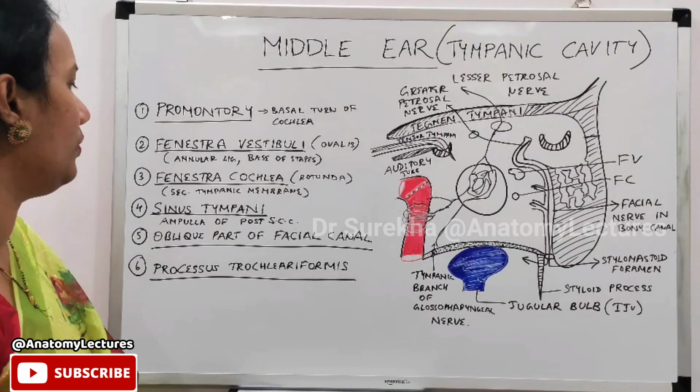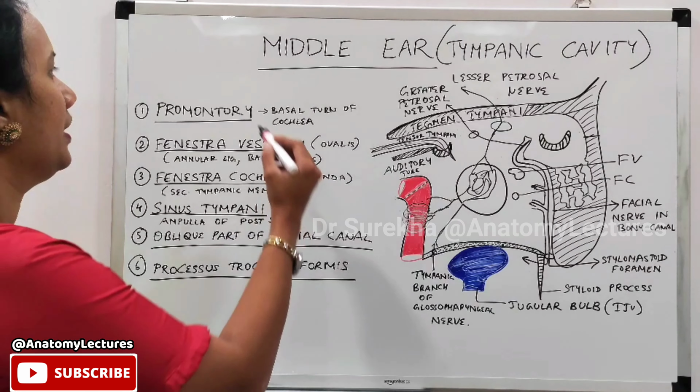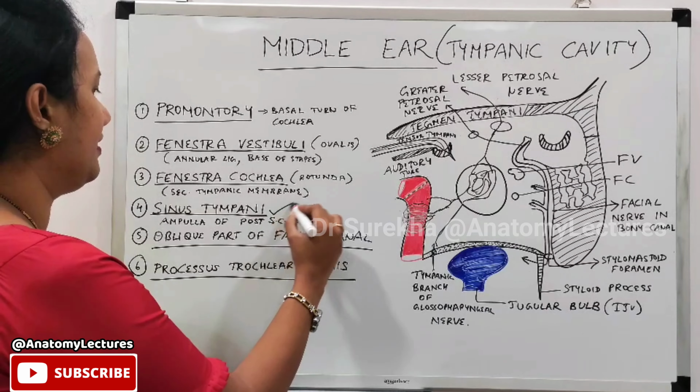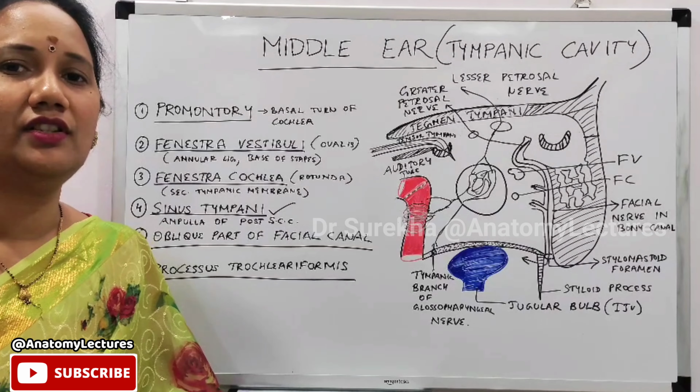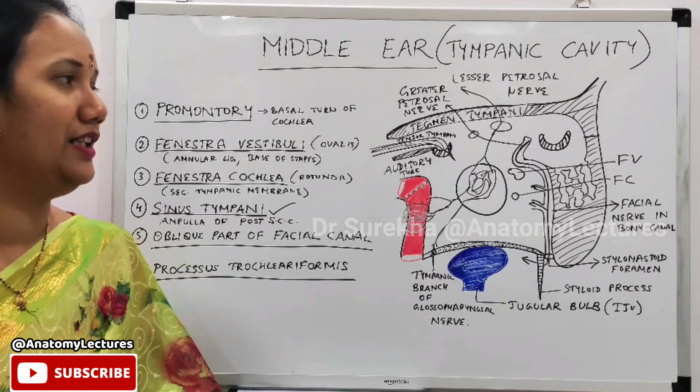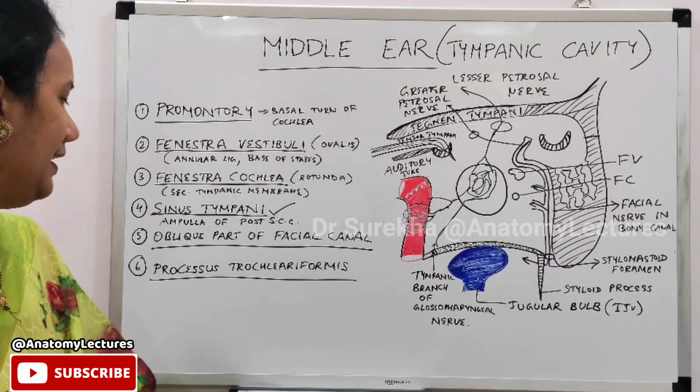The other feature which we see in the middle ear is the sinus tympani. So the sinus tympani locates the position of the ampulla of the posterior semicircular canal.